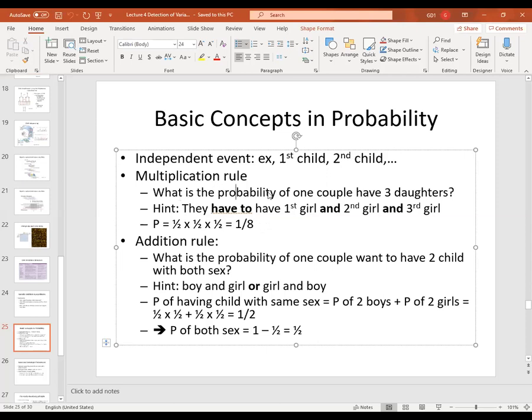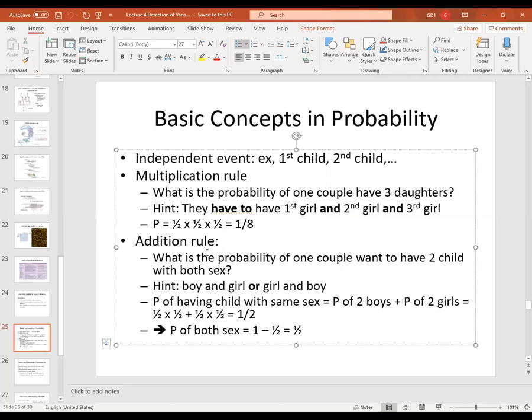What is the probability of one couple having 3 daughters? The couple needs to have the first child a girl, the second child a girl, and the third child also a girl. The P will be 50% for the first child, because in biology we know the male sperm and female sperm are similar, so 50% female for the first child, the second child, and the third child. Because they have to happen one after another, we use the rule of multiplication. So the P of having 3 girls is 0.5 times 0.5 times 0.5.